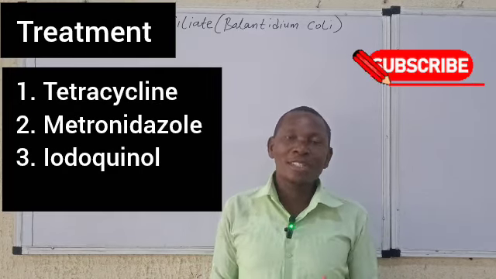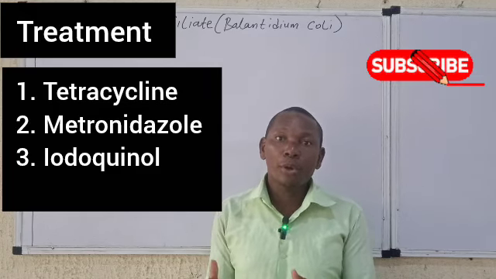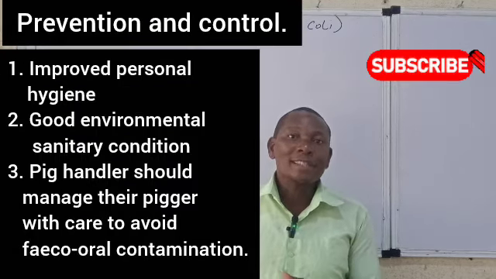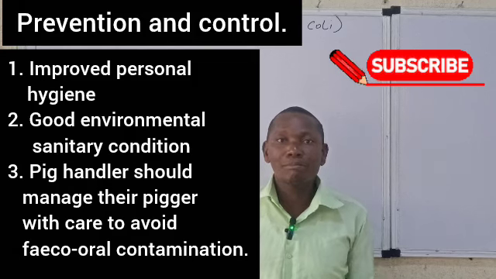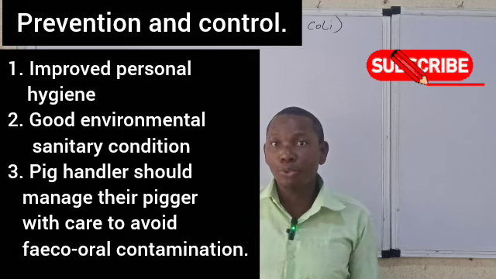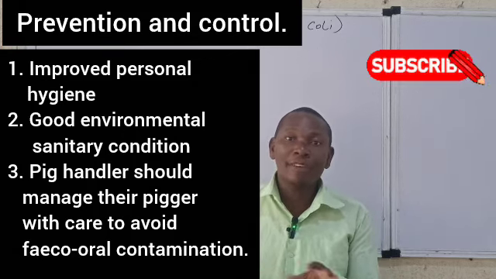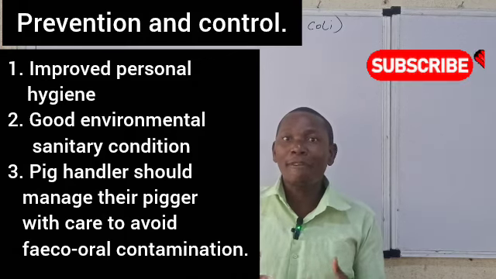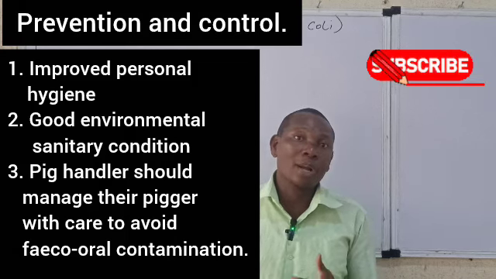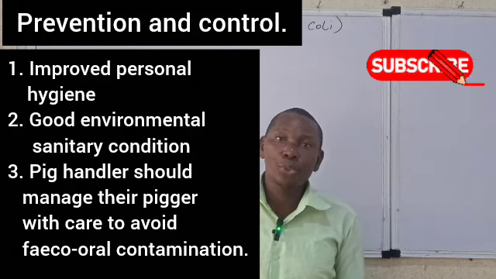Let's talk about the treatment of Balantidium coli. Note that the common drug used in this case is tetracycline. You have the iodoquinol and you have the metronidazole, which can also be used in this case. The control method in this case is simple: personal hygiene and environmental hygiene. The pig handlers, for example, should ensure a proper hygienic environment and handle pigs in such a way that they avoid fecal oral transmission when they are handling the pig. So it's a very simple concept.